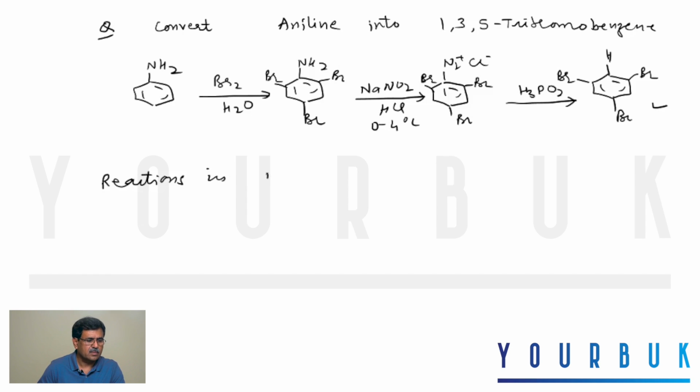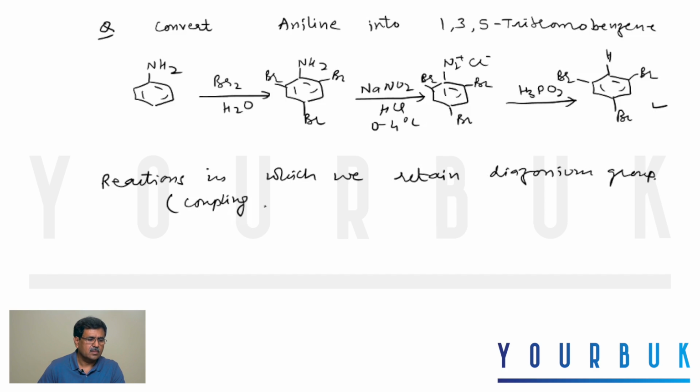Now the second category of reaction is the reactions in which we retain the diazonium group. These reactions are called coupling reactions. And these reactions are electrophilic substitution reactions in which we react this diazonium chloride, and this diazonium group is an electrophile. And this electrophile attacks at the electron rich carbon.